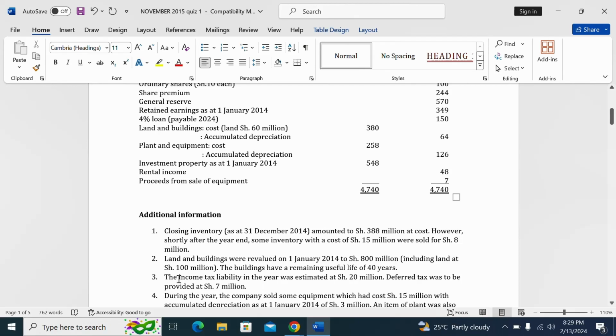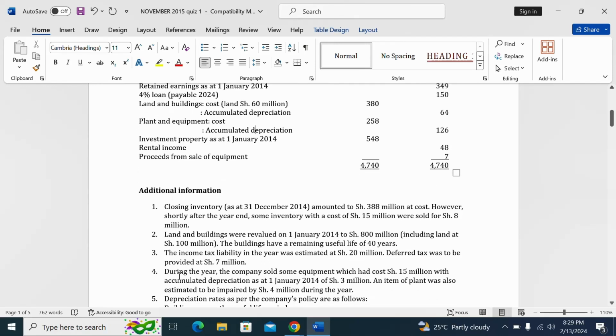Number 3, the income tax liability in the year was estimated at shillings 20 million. Deferred tax was to be provided at shillings 7 million. Number 4, during the year, the company sold some equipment which had cost shillings 15 million with accumulated depreciation as at 1st January 2014 of shillings 3 million. An item of plant was also estimated to be impaired by shillings 4 million during the year.